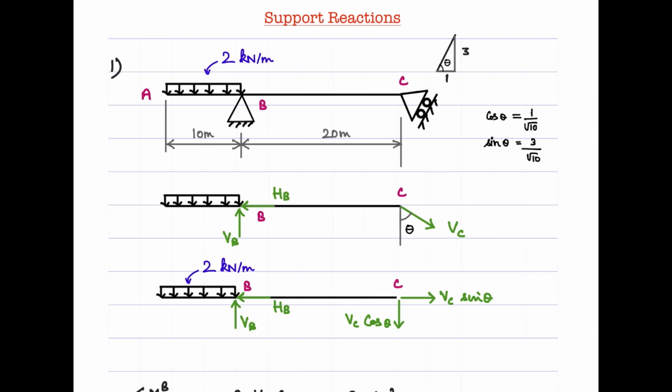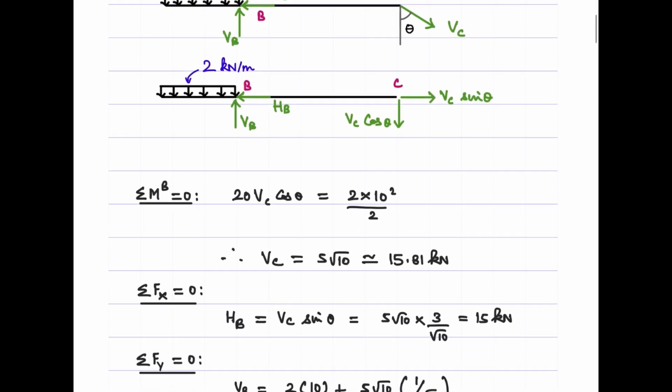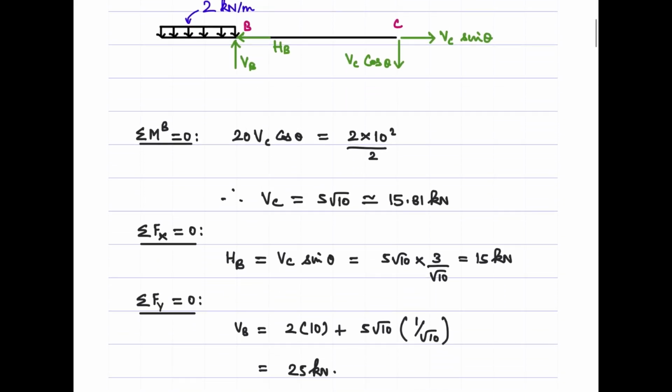So overall, what is the number of unknown reactions here? Only three, such as VB, HB, and VC. Now, in order to solve for them, we just require three equilibrium equations. If we use them, we can directly solve for the unknown reactive components, which means this is a statically determinate problem. So that's what we are going to do next.